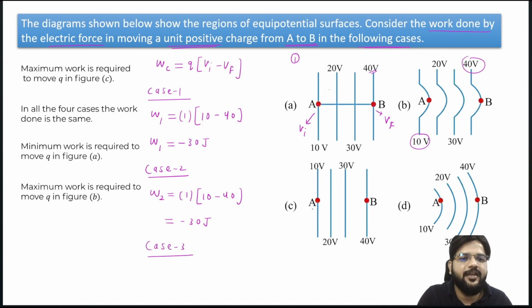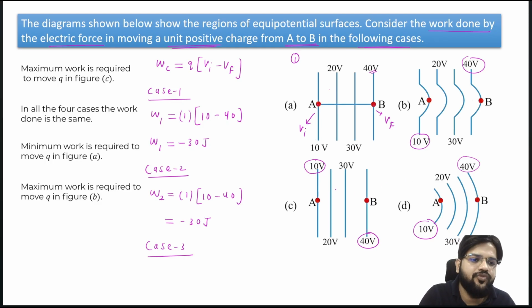If you look at case 3, the potential at point A is again 10 volt and at B it is 40 volt. So here the potential is the same, everyone. So the work done in the third case and in the fourth case also is minus 30 joule.